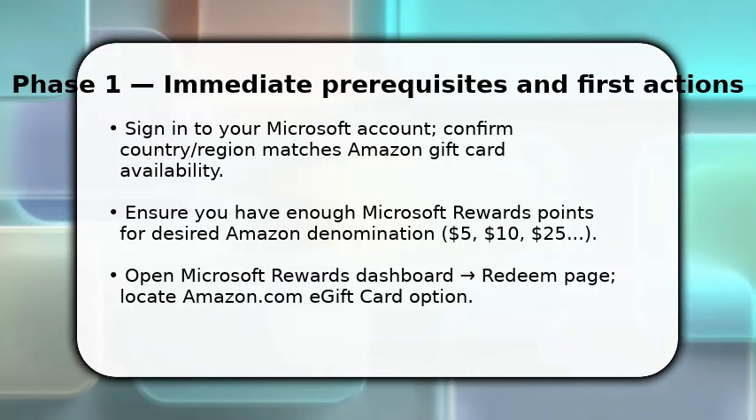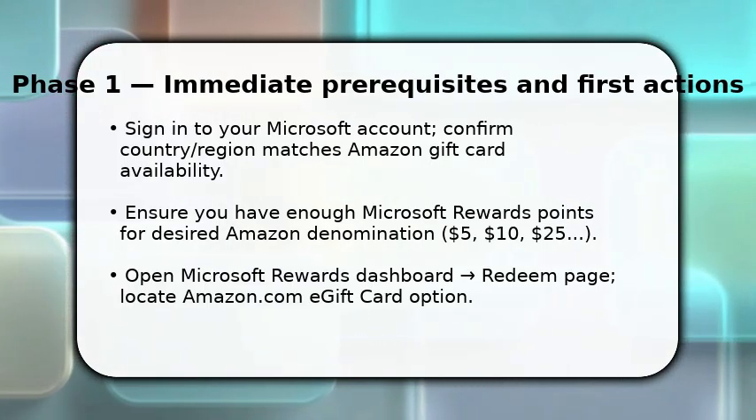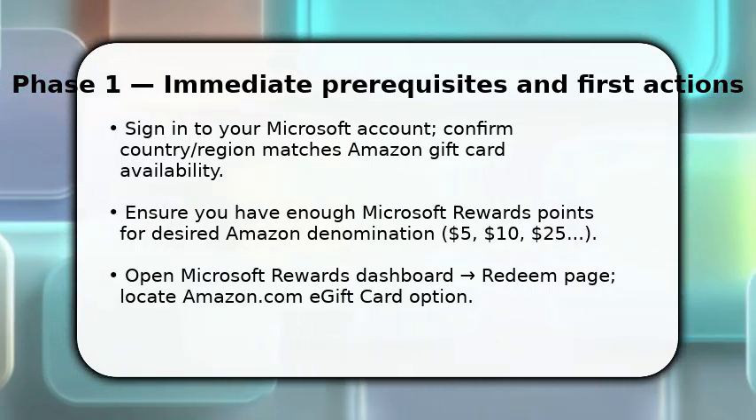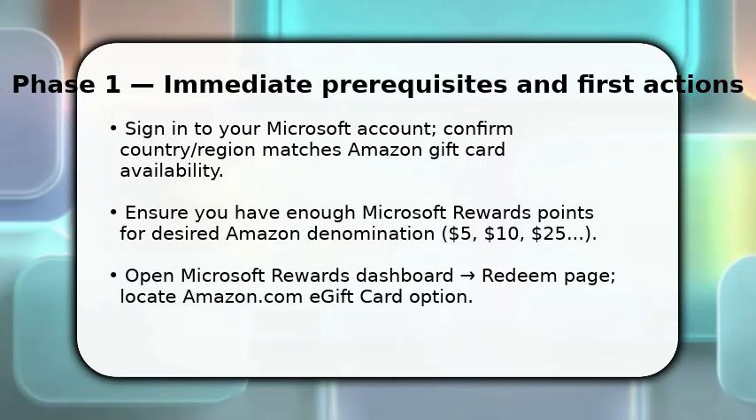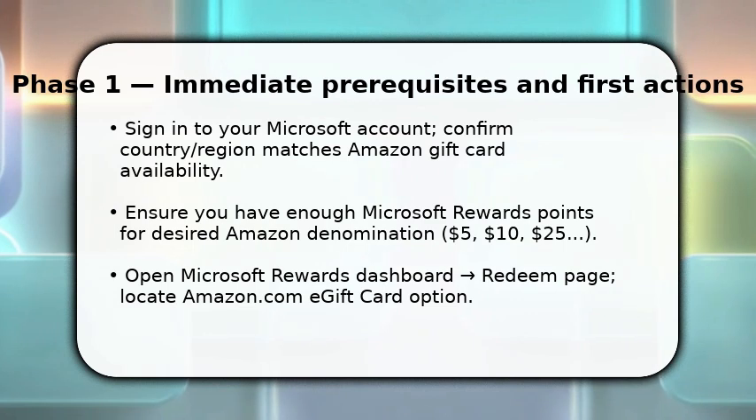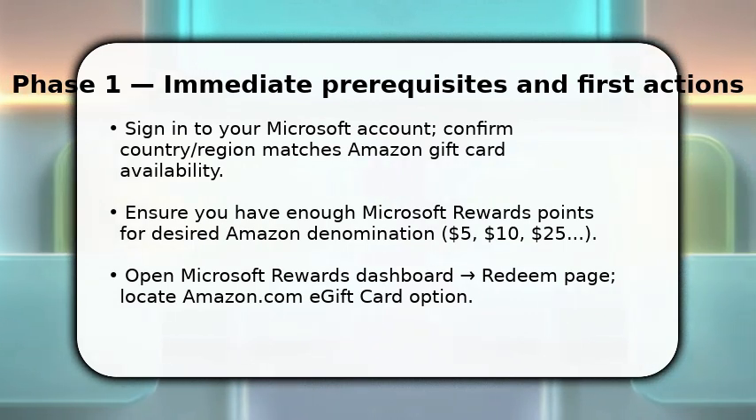Next, navigate directly to the Rewards Redeem page and locate the Amazon e-gift card option. Don't pause, select it now so you lock in the correct region. This first move ensures the rest of the flow will present the right delivery and code options.